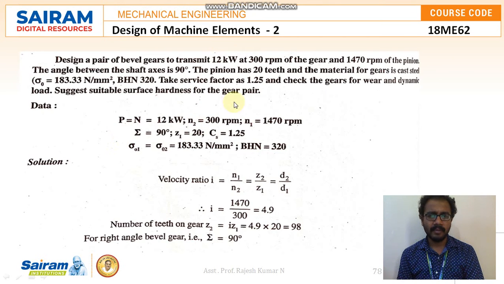And this problem I have taken from the VTU prescribed textbook, Design of Machine Elements, and the author is Bhandari. So we shall move to the question given.